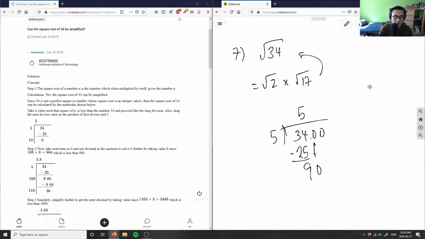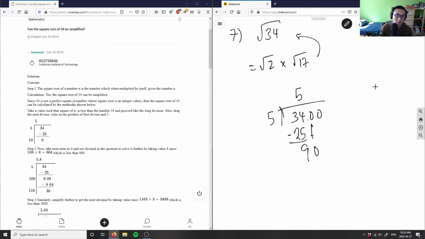And then what I can do here is bring down zeros, and then what it's telling us to do is I'm taking the value of 8. So it says here, step 2 says, now take the next term as 0 and use decimal in the quotient to solve it further by taking value of 8, since 108 times 8 equals 864 here, which is less than 1000.